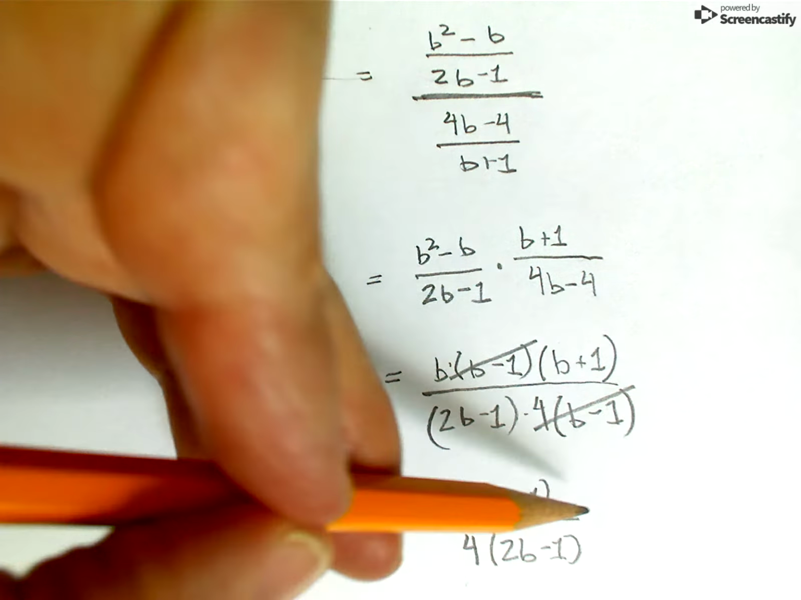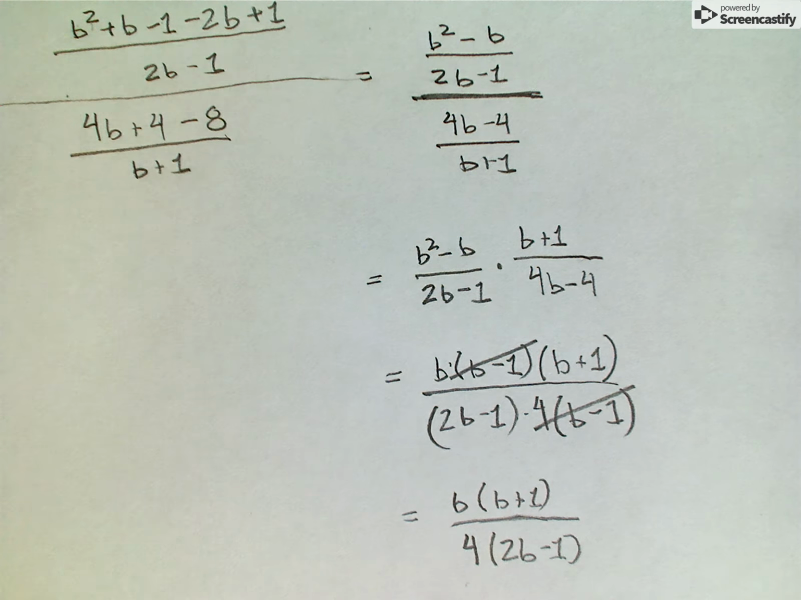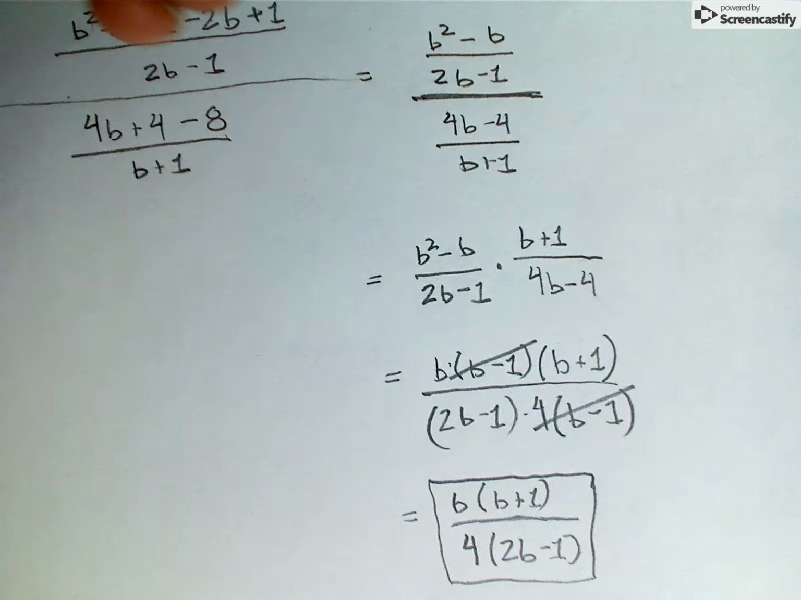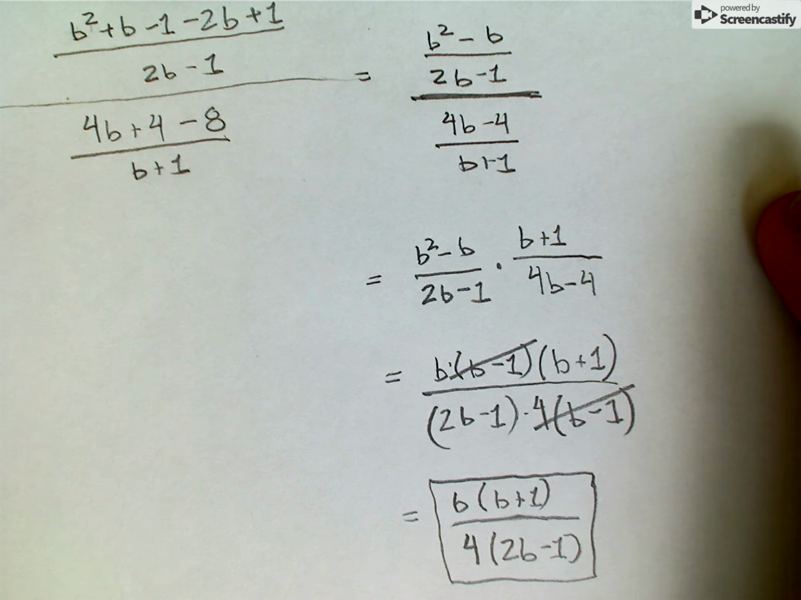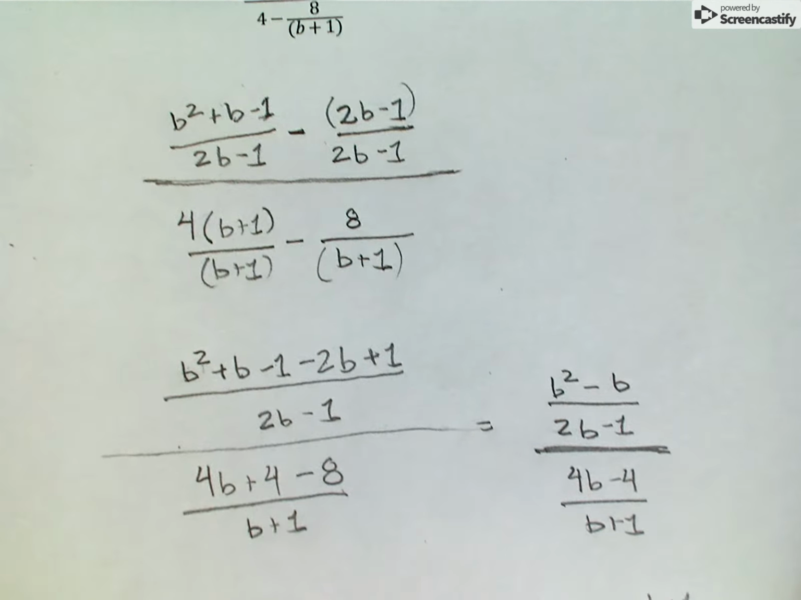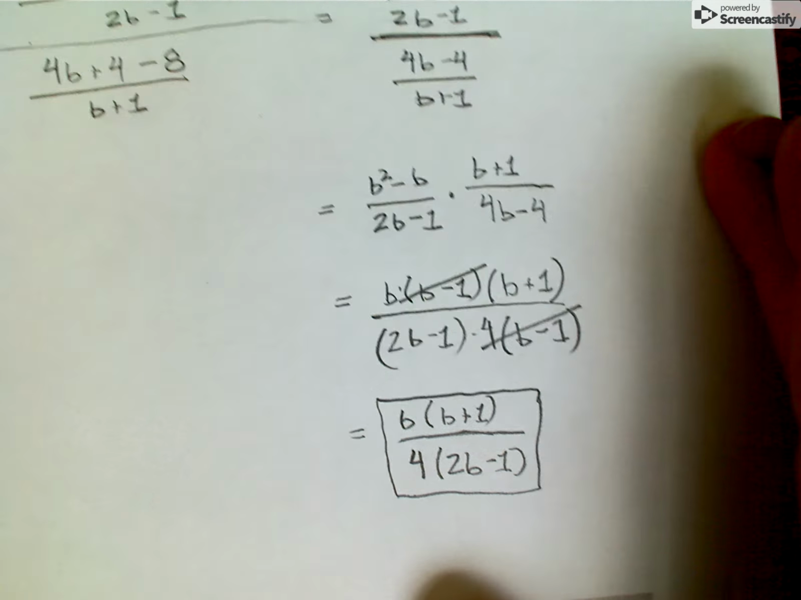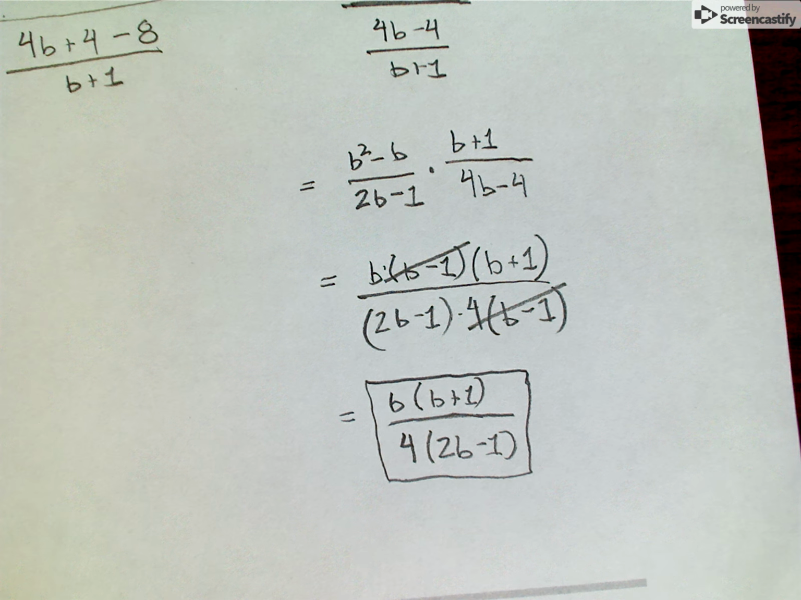And that right there, I don't see anything else that I can cancel, or divide out, I should say. That's what canceling really is. It's dividing. So that is my simplest form of this expression that I started with. Definitely simpler.